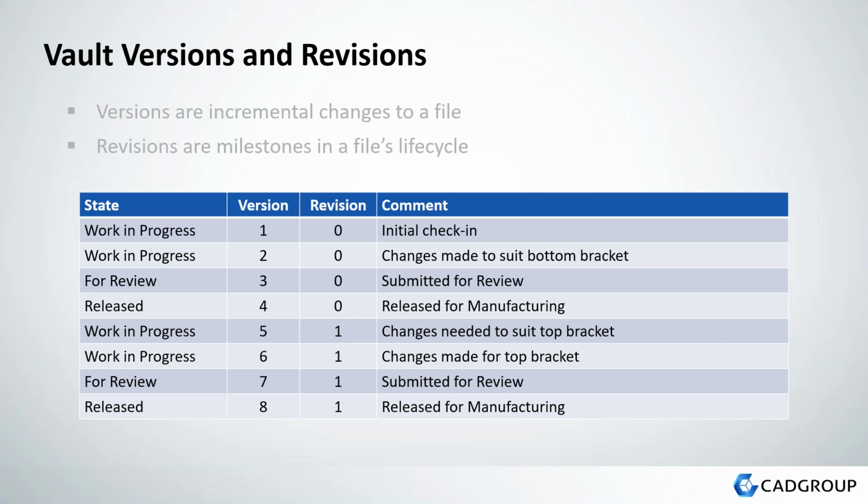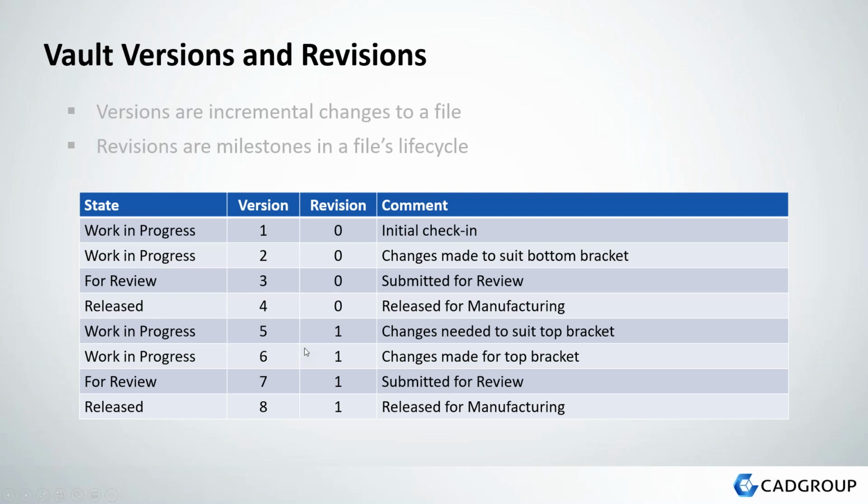Now, one of the very standard mechanisms of Vault is whenever you release something for manufacturing, it's locked down, nobody can make any modifications. If you want to make modifications to this, then you'll have to bump it back from released to work in progress. That makes version 5, but then it also bumps up the revision. Somebody's made a comment that when they transitioned it back to work in progress, it's because changes were needed to suit the top bracket. And then you have the whole process repeating again until it's been released at revision 1.